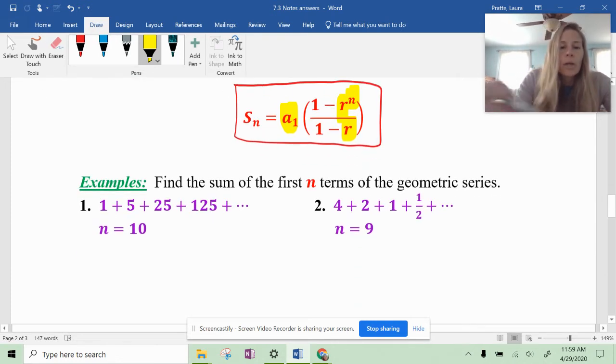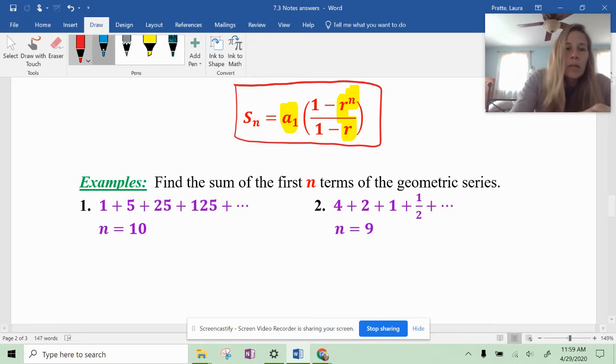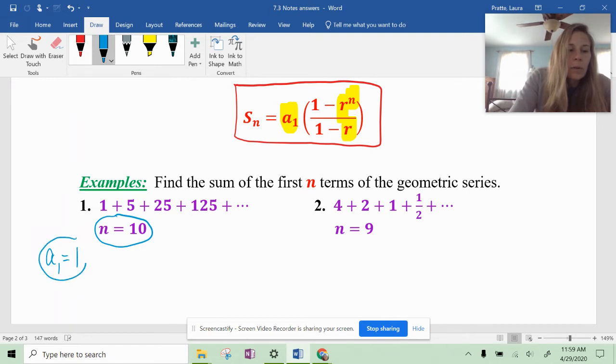So using this formula, find the sum of the first n terms of the geometric series. We have our n value that's given to us. The a sub 1 is basically given to us because they're listing the sequence here. And now we need to find that r value, that number that's being multiplied by each time.